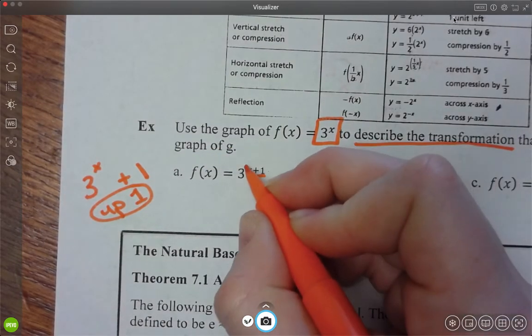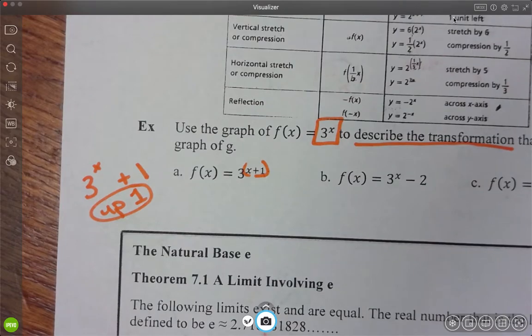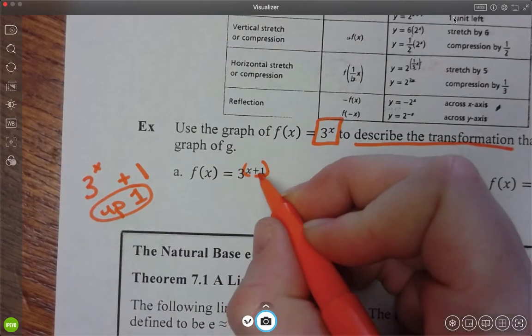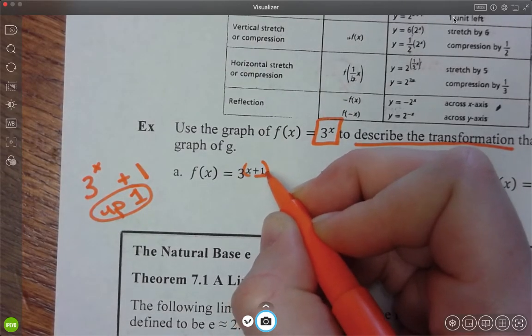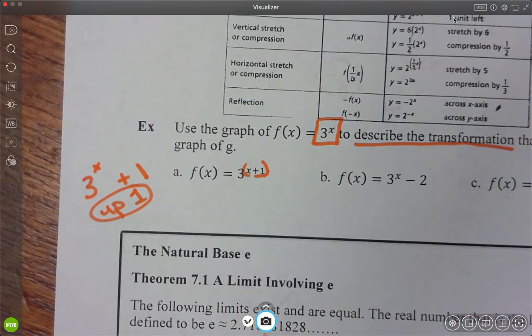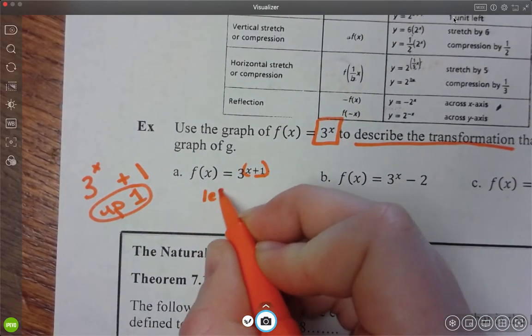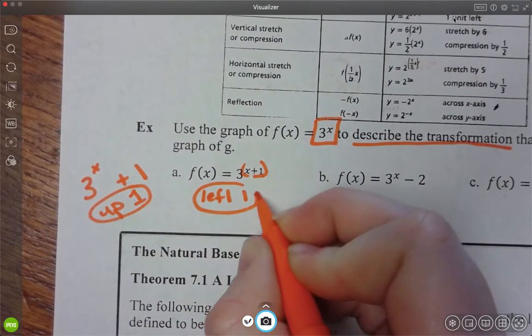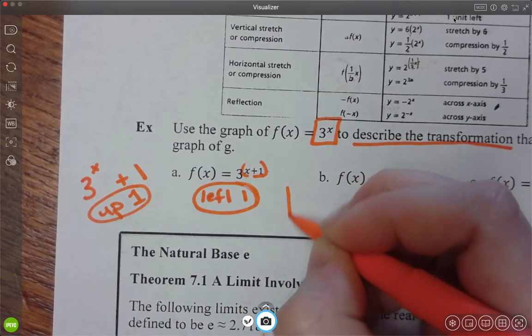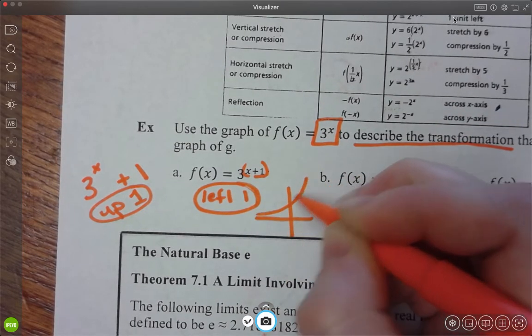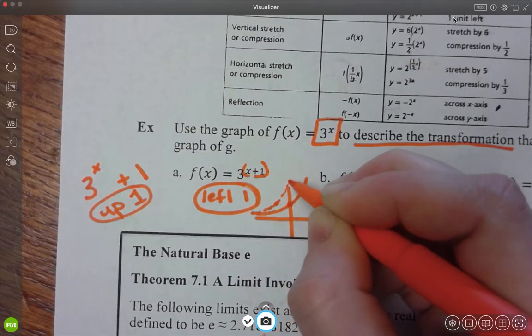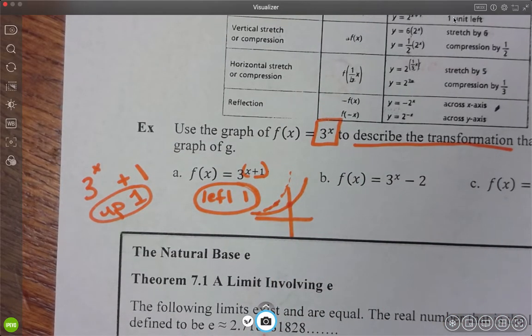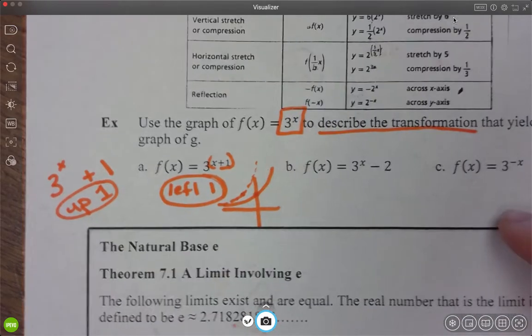This, if you want to insert parentheses in there, is like adding 1 inside of parentheses. And when you're inside parentheses, you always do the opposite of what you think it would be. So +1, I would think that it would be to the right 1. This is actually moving it to the left 1 unit, okay? So my exponential function that is increasing like this would now be to the left 1. So it is going to be over here, and that's what it would look like instead, left 1, all right?